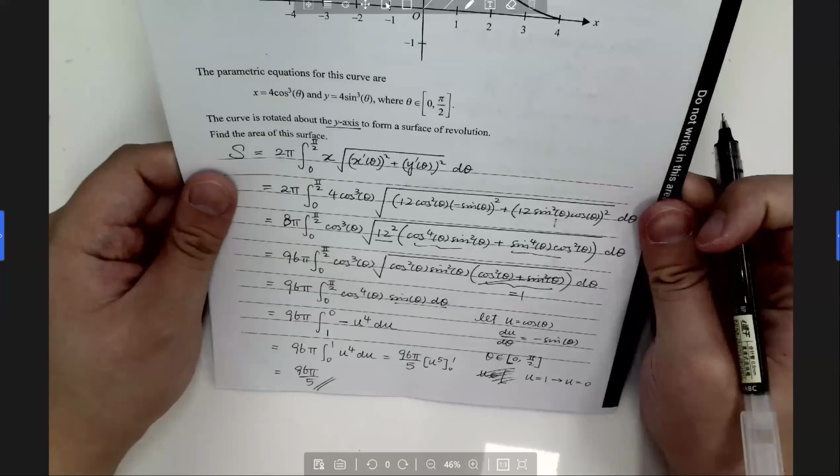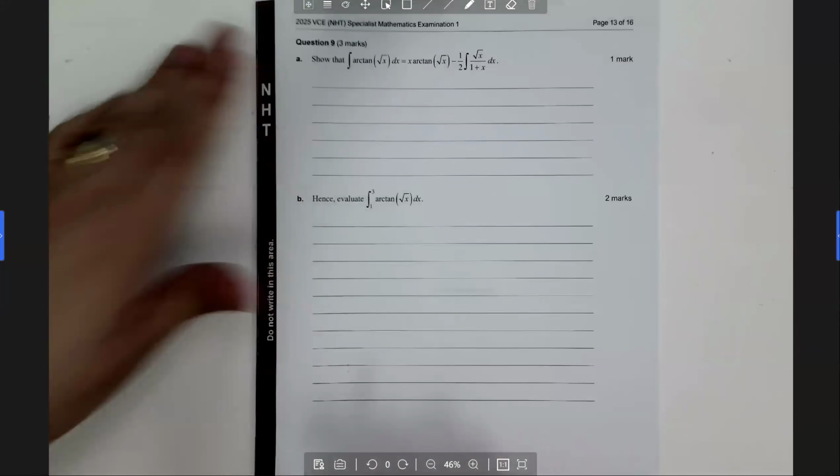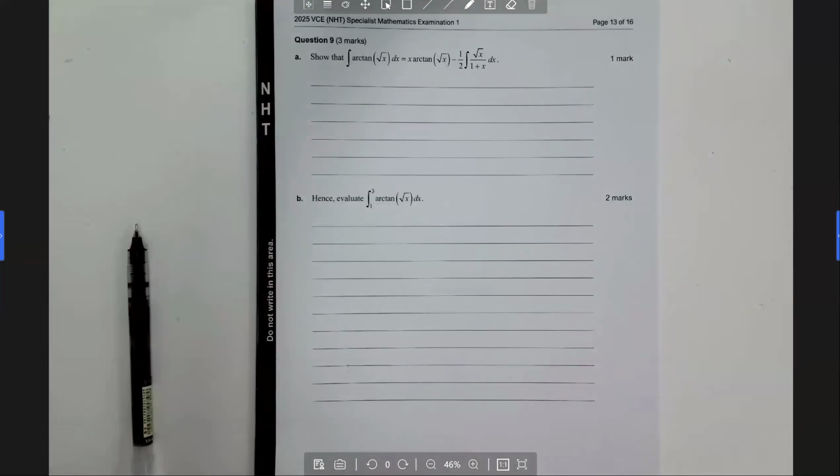I think this is a very familiar question. Let's have a look at the last one. Show that the integral of arctan root x is x times arctan root x minus half the integral of root x over 1 plus x dx, and hence evaluate the definite integral. Okay, it's lovely to see them breaking the integration by parts into two sections.